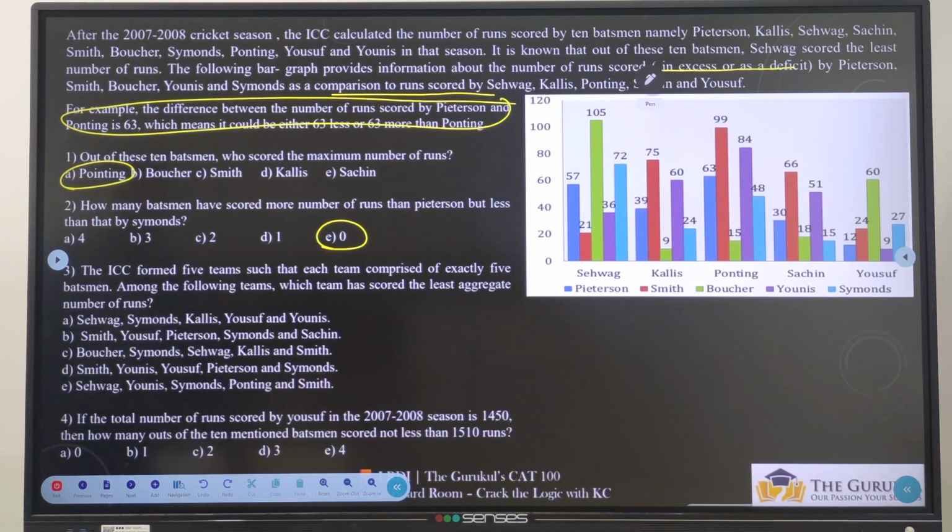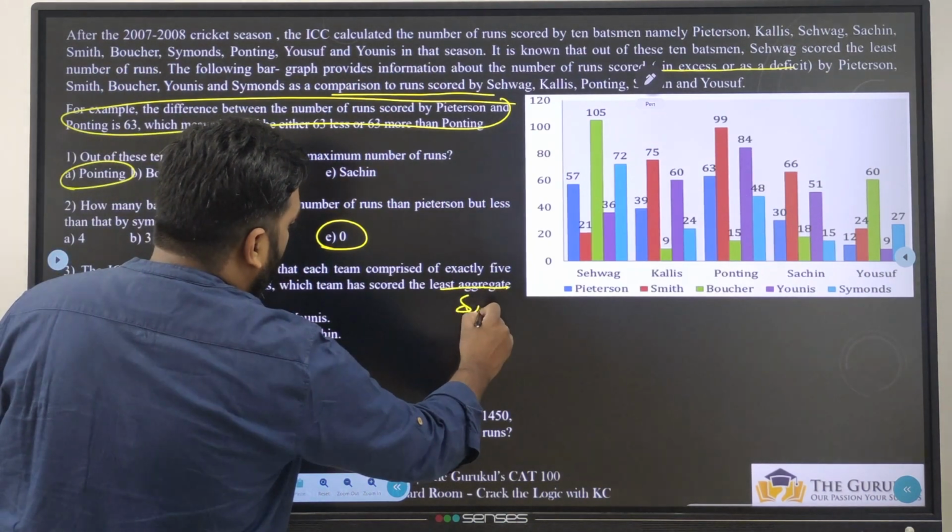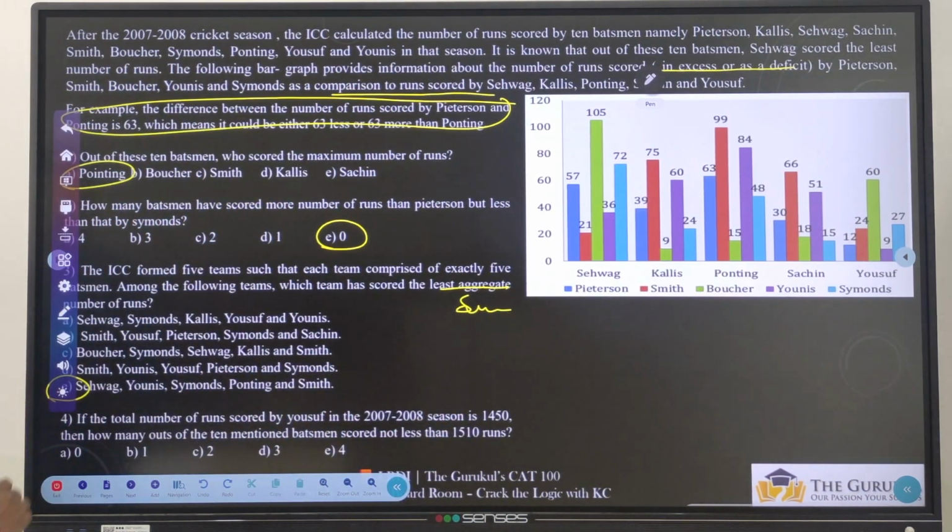Let's look at the third one. The ICC formed 5 teams such that each team comprised of exactly 5 batsmen. Among the following teams, which team has scored the least aggregate of runs? Add all the options and find out who is having the least. Quickly. Least aggregate means least sum. Yes, perfect. Answer is option E. Sehwag, Yonis, Simons, Ponting and Smith combination have the least aggregate sum.